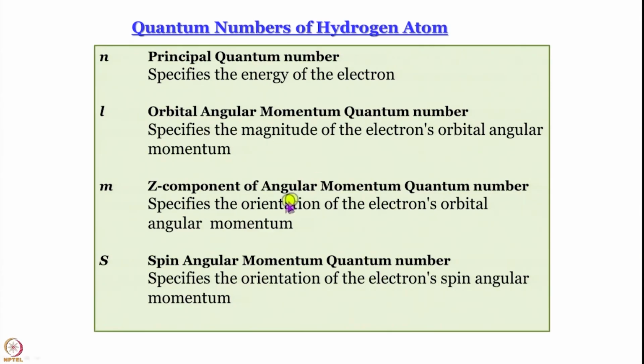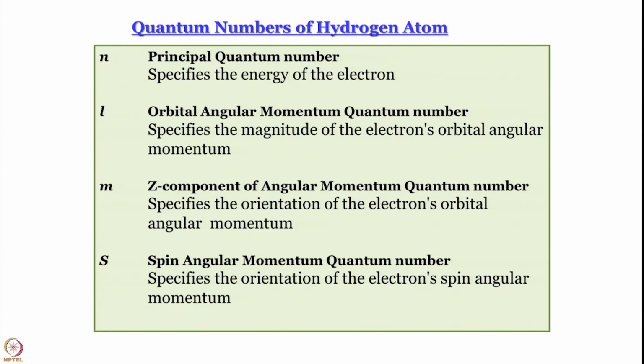What we have not obtained and what we will not obtain at all from the Schrodinger treatment is the spin angular momentum quantum number. Spin is something that arises out of relativistic quantum mechanics, the Dirac treatment. So, that is something that has to be brought in externally.